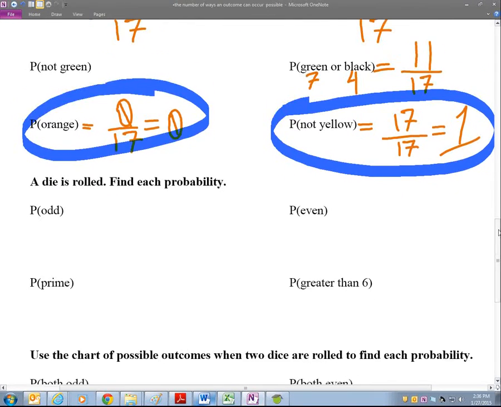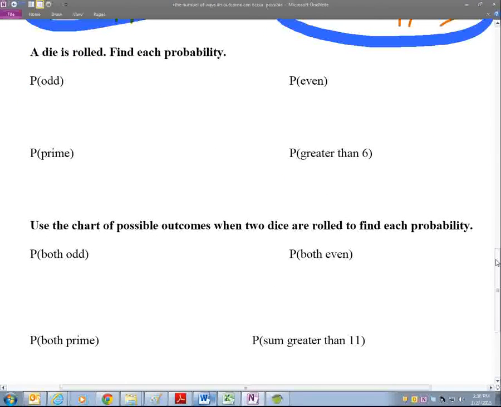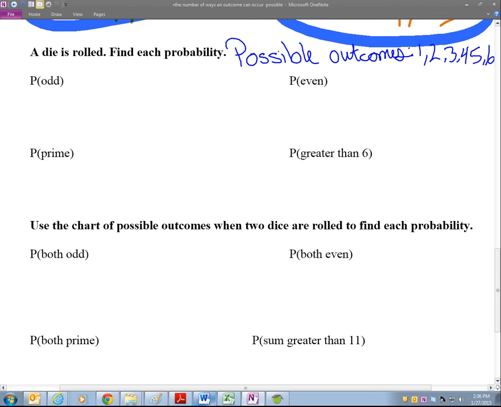Okay. So a die is rolled. Find each probability. Okay? And what I do want you to write is that the possible outcomes of this are 1, 2, 3, 4, 5, and 6. That's the only thing you can do with a die, a 6-sided die. And whenever we say a regular die, that means that it's 6-sided, because I do have multiple-sided dice.